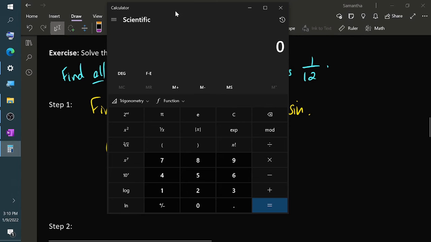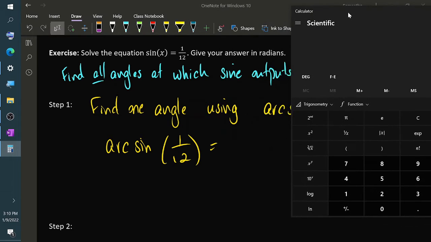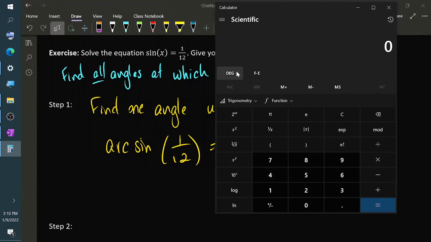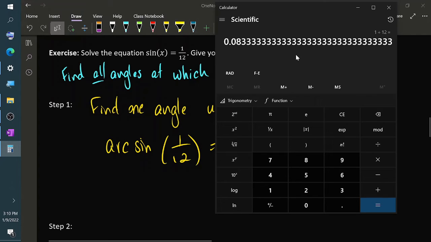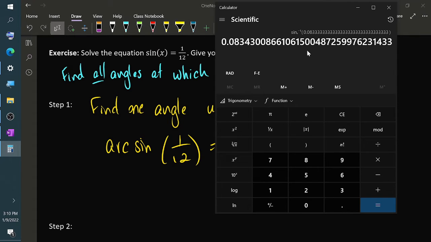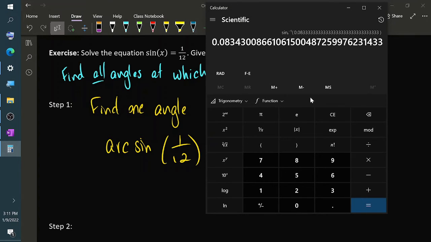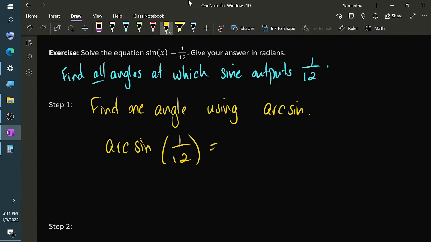So for simplicity's sake, I'm just here on the Windows 10 graphing calculator. And here we are. They're looking for an answer which is in radians. So I'll start by switching to radians mode. And I'll enter the value of 1 divided by 12, which is our input in this problem. Then I'll go to the trigonometry tab, hit second to unlock the inverse sine function, and select that, and it gives me a value of 0.0834. I can't write down all of this, so let's just go to 3 decimal places. 0.083 radians.